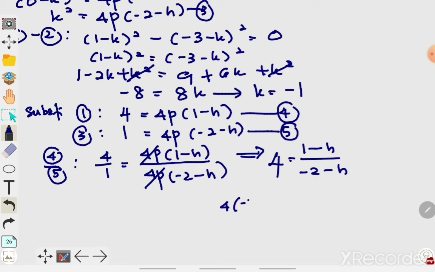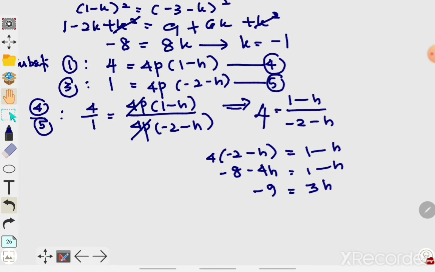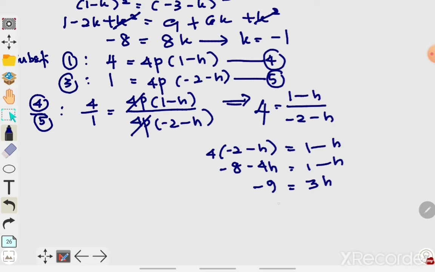It's 4 times (negative 2 minus h) equals 1 minus h. 4 times 2 equals negative 8, minus 4h, equals 1 minus h. So negative 4h plus h, and this equals 3h. Negative 8 minus 1 is negative 9. Next, we have h equals negative 3. Yes, h got it, k got it. Let's find out p.